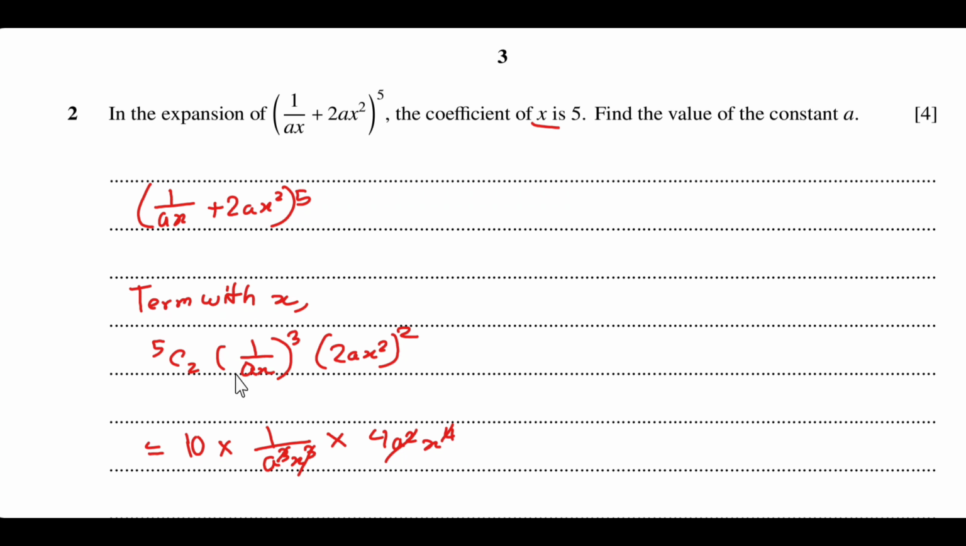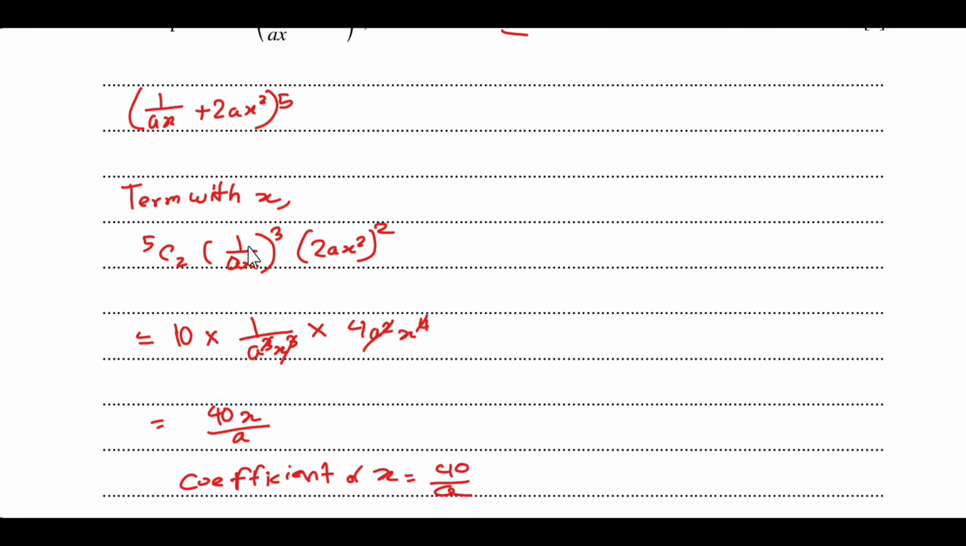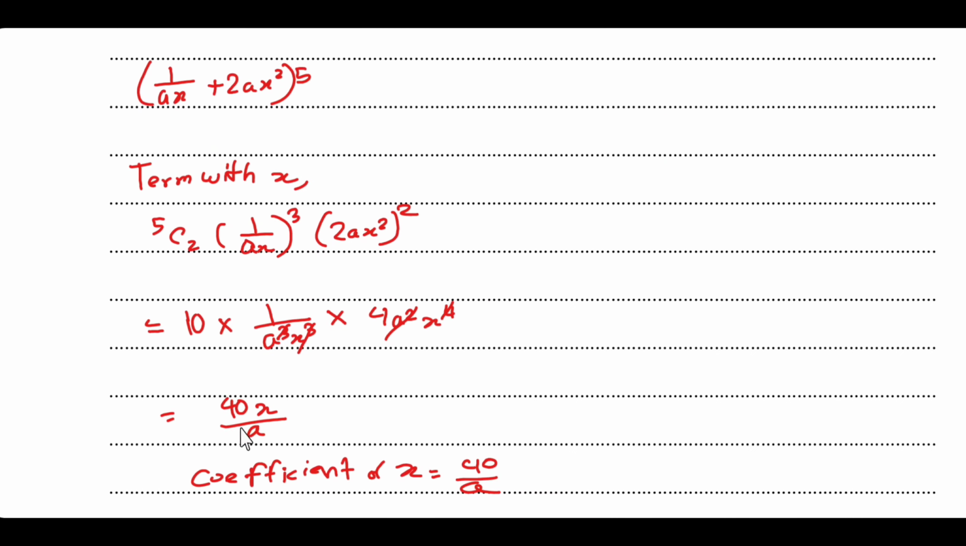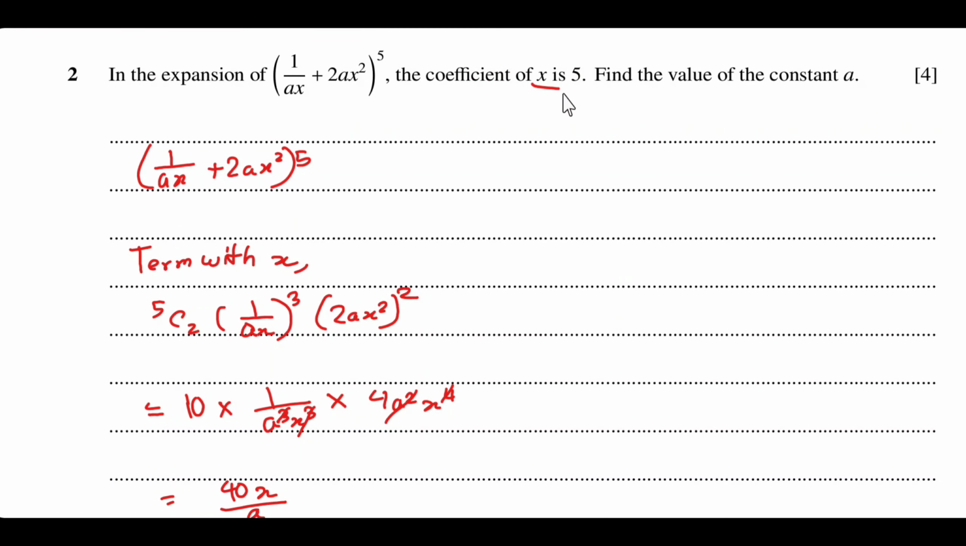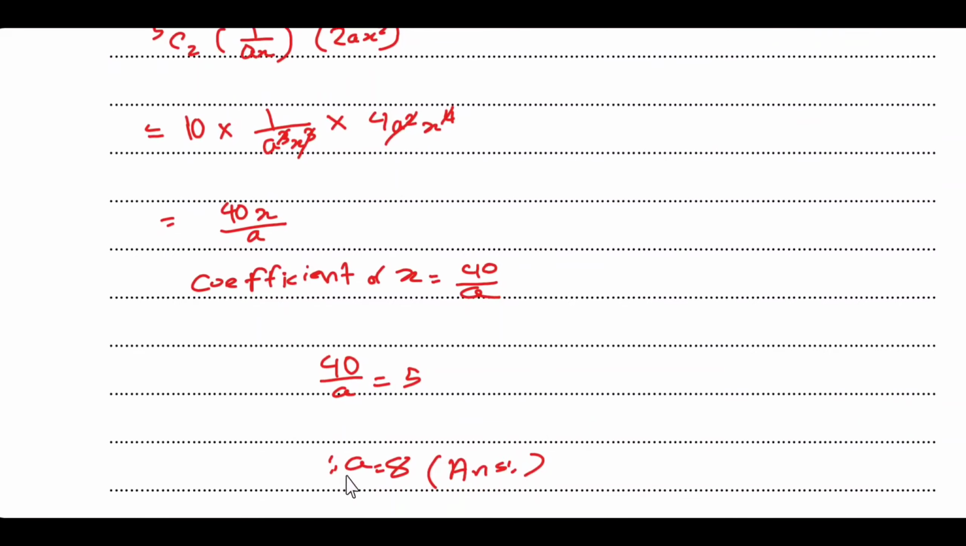So 5c2, 1 by ax to the power 5 minus 2, 2ax squared to the power 2. After solving, we get the term in terms of x, that is 40x by a. So the coefficient of x, excluding x, is 40 by a. We are given that the coefficient of x is 5. So after equating these values, we get the value of a, that is 8.